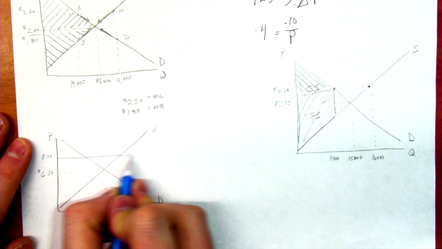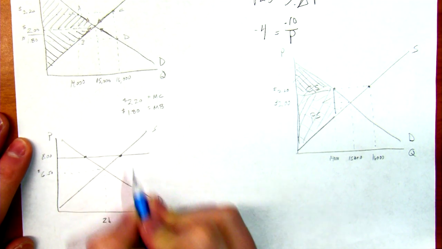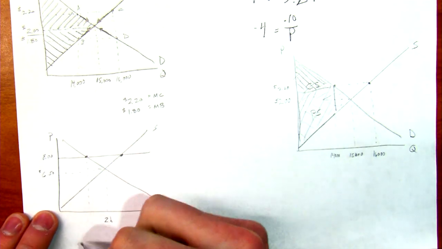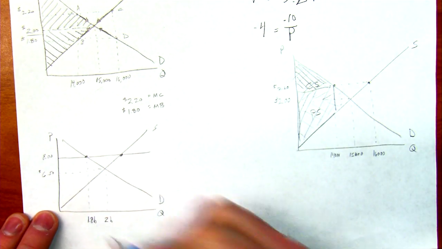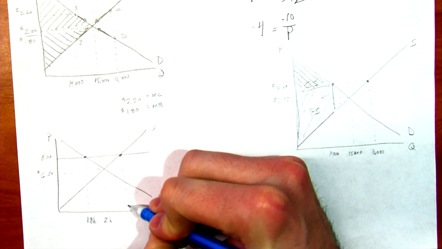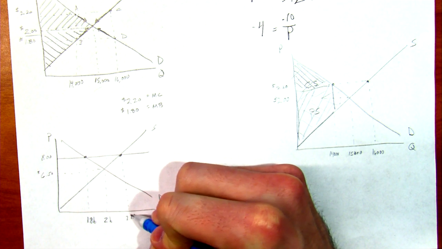Here at $8, we'll draw a line across. So initially, like I said, there's 2 billion bushels sold. After the price floor is put in place, there's only 1.8 billion bushels sold. But because farmers are getting a higher price for the wheat they're producing, they're going to make 2.2 billion bushels of wheat.